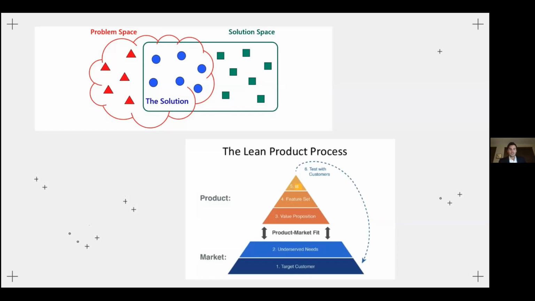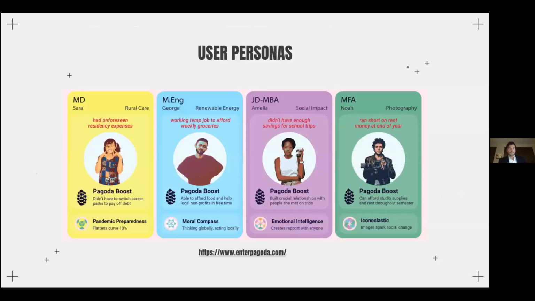And so you need to make sure that there are target customers, and they have underserved needs or a specific underserved need. And product market fit is basically making sure that whatever you're building is actually solving an underserved need through a value proposition, a feature set, and interacting with the customer through a UI that's easy to use and user-friendly. And then finally, the last component of this is testing with customers. And this is where you really make sure that your solution is not existing in the green space, but actually falling within the blue, the solution space. So go ahead to the next slide.